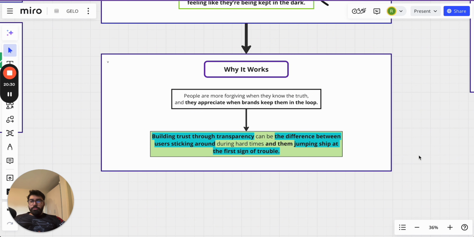All right, and building trust with transparency can be the difference between users sticking around during hard times and jumping ship at the first sign of trouble, right? So this is a really important thing to do, and we always recommend this to our clients, no matter how hard it is.